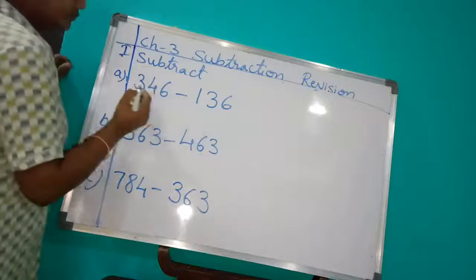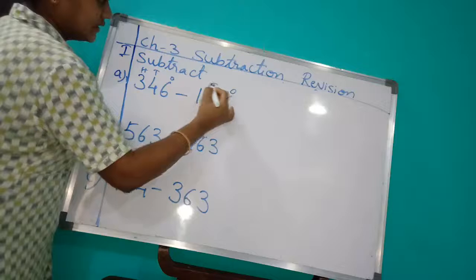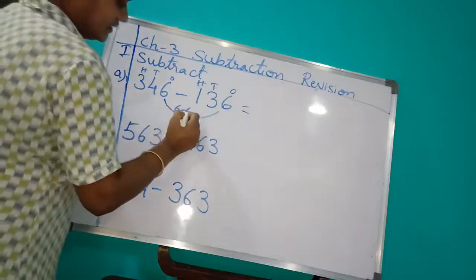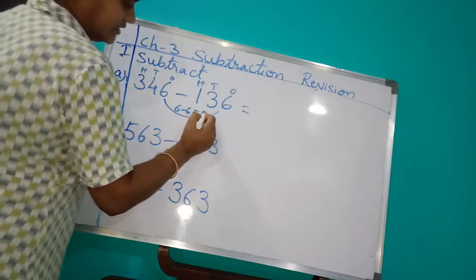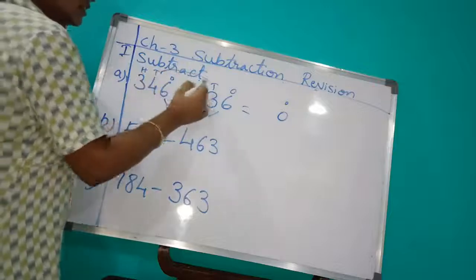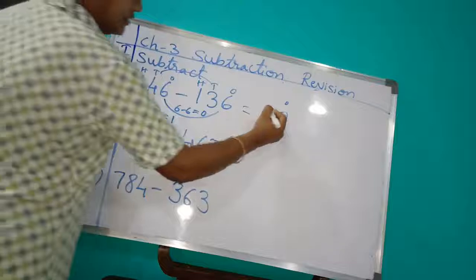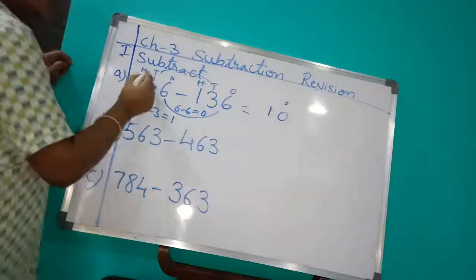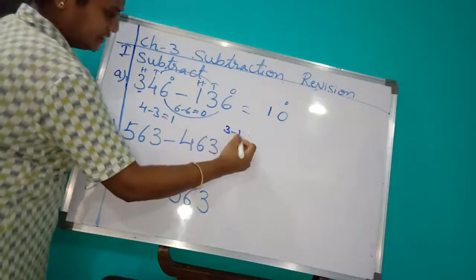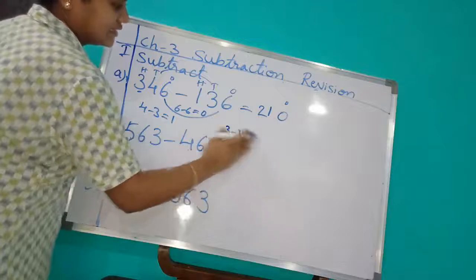See, children, your ones, tens, hundreds. Yes, ones place you should minus. 6 minus 6, 0. Ones place 0. Now tens place. 4 minus 3, 1. That one you should write here. Here hundreds place. Here 3, here 1. 3 minus 1, 2. 210 is the answer.